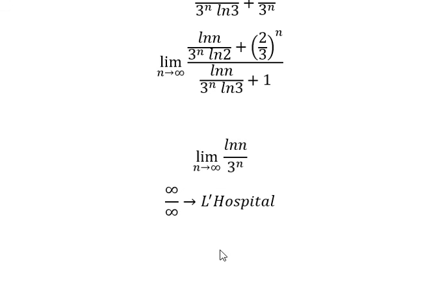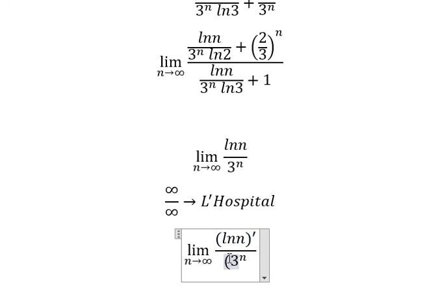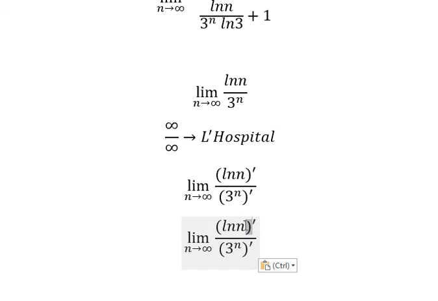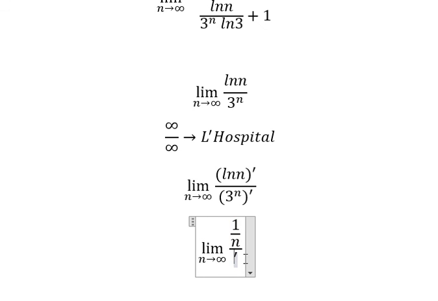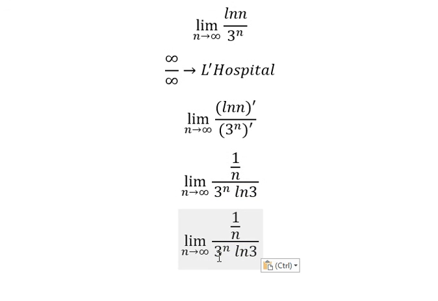That means we need to do first the derivative on numerator and denominator. So this one we have 1 over n. This one we have 3 to the power of n multiplied by ln number 3. So n will go to this one.